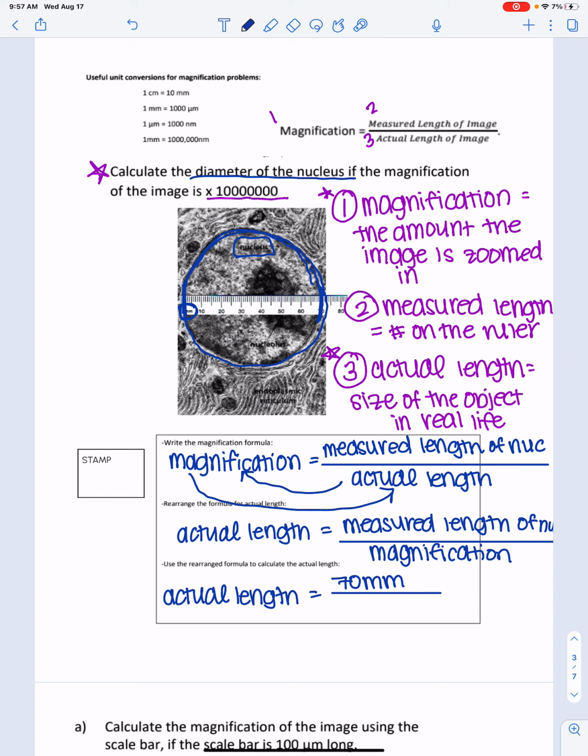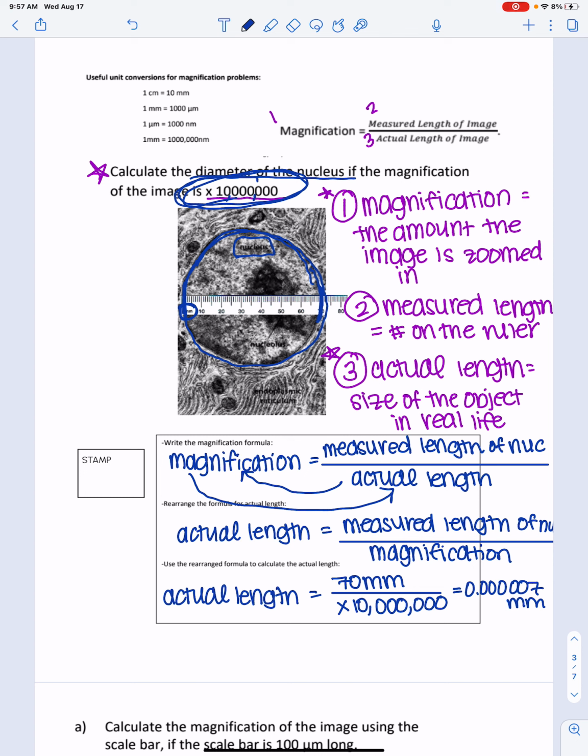And our magnification is actually in our prompt, so we're going to write that down. I like to add in commas just to make sure I'm having the correct amount of zeros. When you divide that, you're going to get a very small number. It's going to be 0.000007 millimeters. Always remember your units.